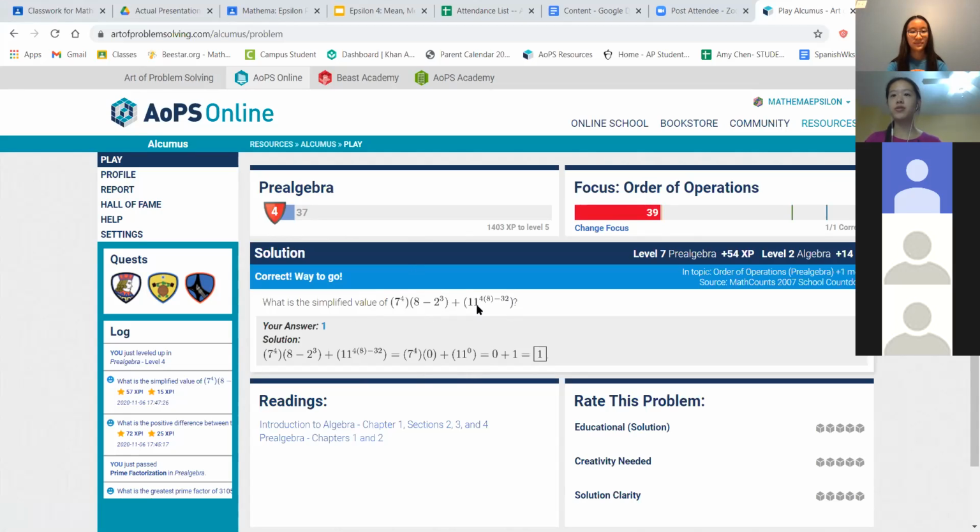And then for this, 11 to the power of 4 times 8 minus 32. 4 times 8 equals 32, so 32 minus 32 is 0. So this term would just be 11 to the 0. And if you remember your rule about exponents, anything raised to the 0 power is just 1. So this whole thing would just be 0 plus 1 equals 1.